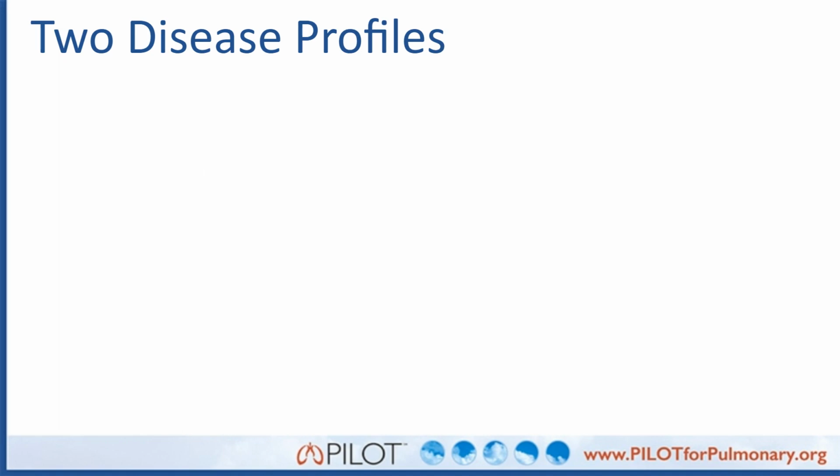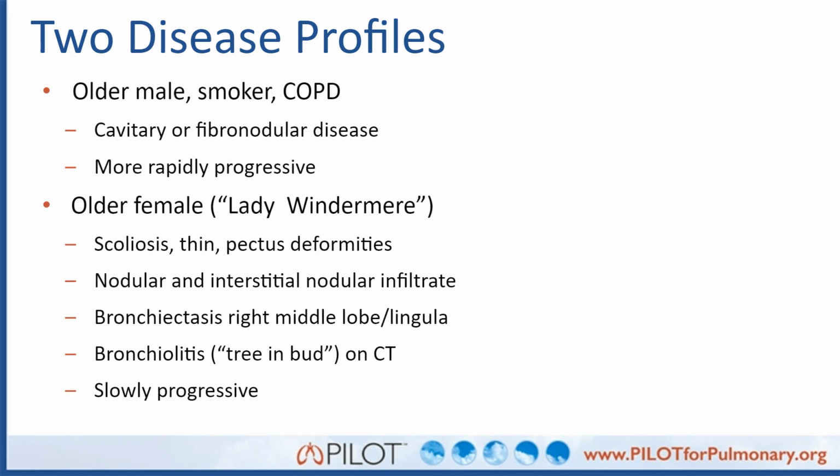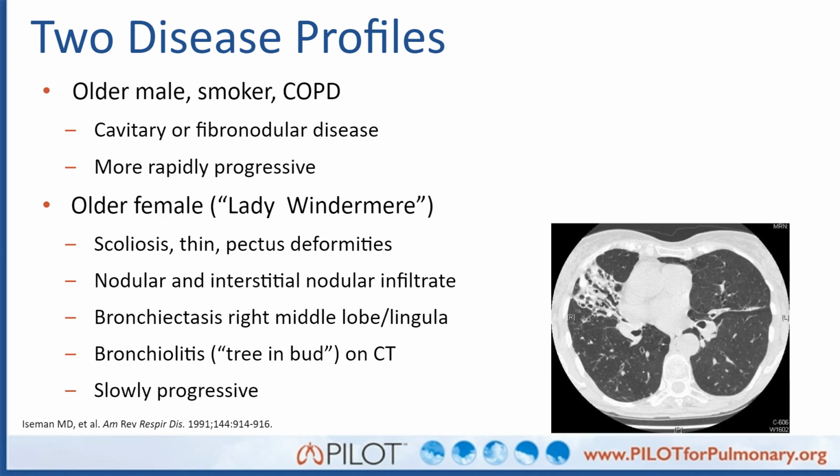Now, there's different disease profiles in patients with bronchiectasis and NTM. The most common one that's discussed is what's known as the Lady Windermere's phenotype. That tends to be middle or older females, Caucasian, who may be thin in body habitus. They may have underlying scoliosis, pectus deformities. They could have nodular and interstitial infiltrates on their CAT scan. They may be silently aspirating secretions, and that tends to lead to bronchiectasis in the right middle lobe and lingula.